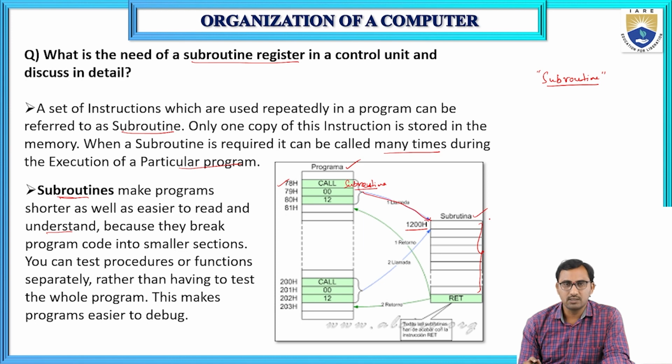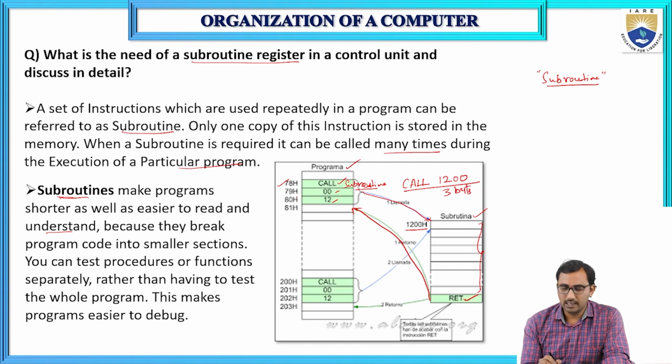The RET will always be the last instruction in any subroutine program. Whenever this subroutine program is executed, the program control will be returned back to the main program where the call instruction was executed. This CALL is a 3 byte instruction because it is written like this: CALL 1200. CALL is the opcode, and 1200 is the address of the operand. So in total it occupies 3 bytes.